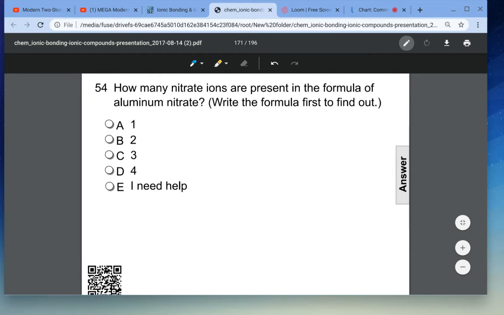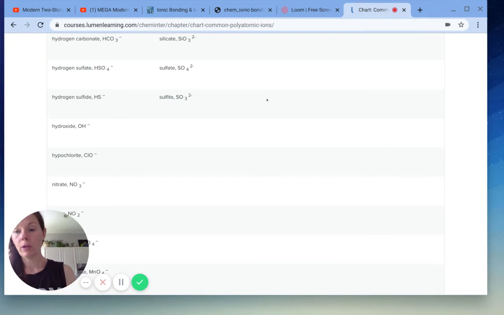Okay, 54. How many nitrate ions are present in the formula of aluminum nitrate? So this is a different question. It says here, write the formula first to find out. So I want to know, how many nitrate ions are there? So like, how many boxes of nitrate cereals are there? Okay, so aluminum nitrate. We have aluminum. We already know from the previous problem, aluminum has a 3+ charge, and nitrate, we'll just get that from our chart. Nitrate, NO3-.